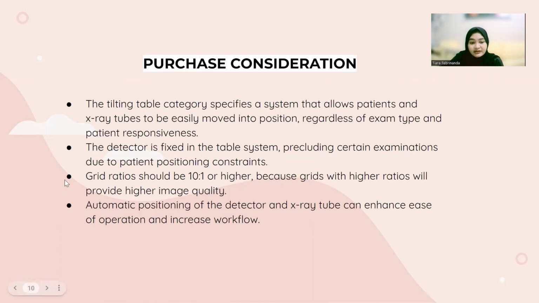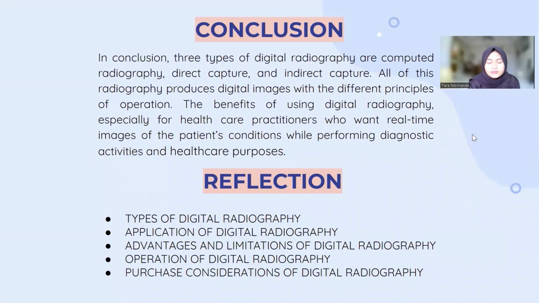And the next, grid ratio should be 10 to 1 or higher, because grids with higher ratio will provide higher image quality. And the last point, automatic positioning of detector and X-ray tube can enhance ease of operation and increase workflow. The conclusion: there are three types of digital radiography, which are computed radiography, direct capture, and indirect capture.